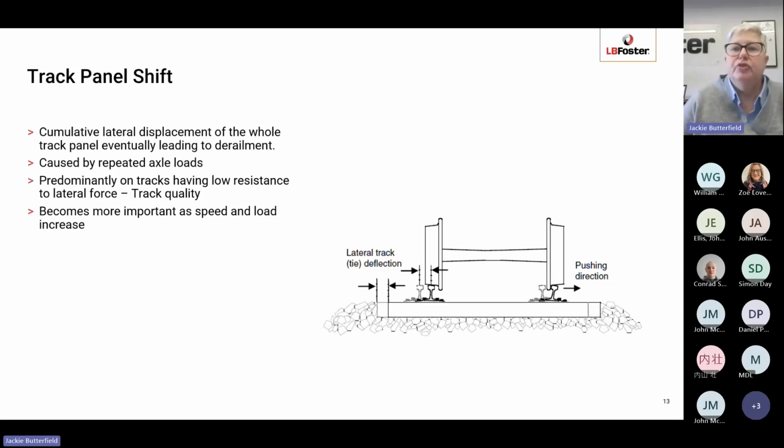And this tends to happen on tracks that have a low resistance to lateral forces. So this could be due to poor track quality or ballast quality, or even a soft track substructure. This also tends to get worse, or more prevalent, with increasing speed and vehicle load. Again, risk criteria have been developed to try and predict and limit the risk of derailment.